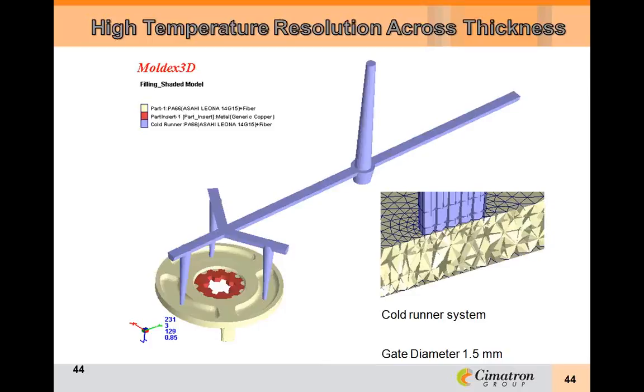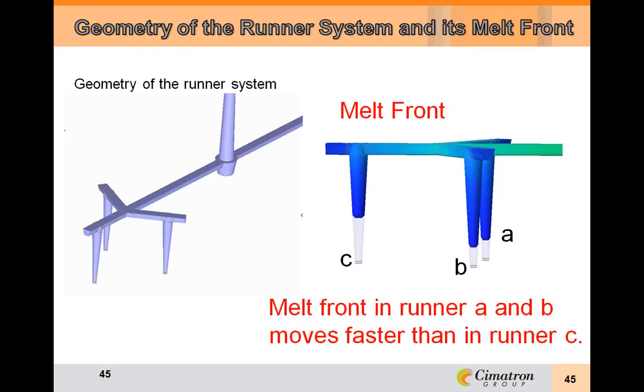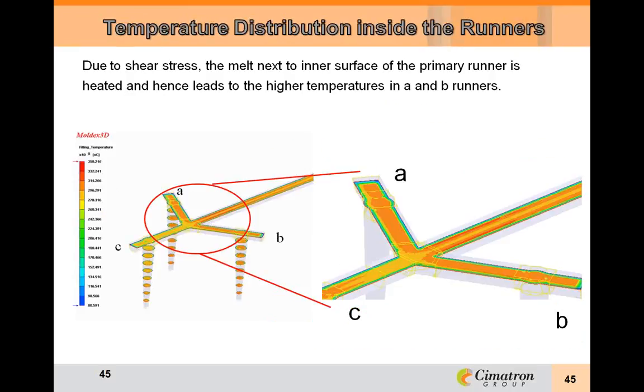Let's take a look at another similar example. Logic would tell me that gate C would fill ahead of A and B since it is along the straight path of the filling material. But in reality, it lags behind A and B. And here we can see why.